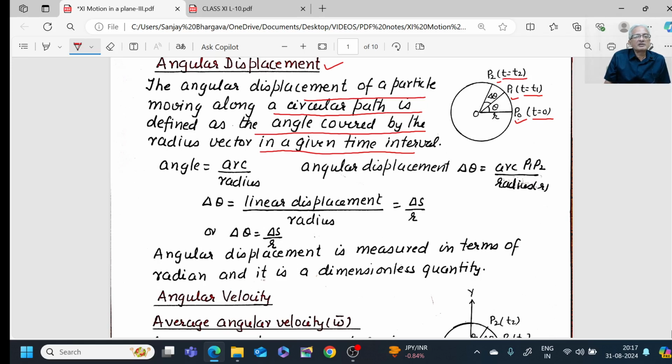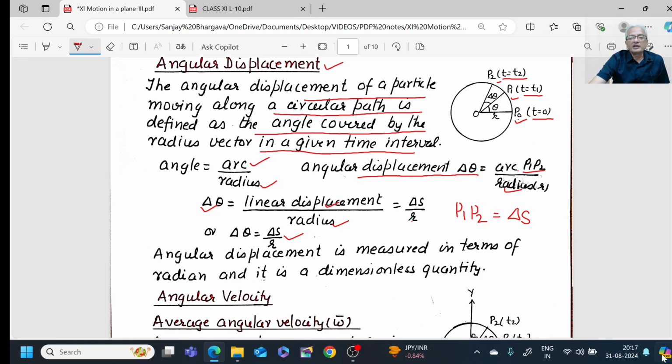Angle, we define it as the ratio of arc upon radius. So angular displacement is delta theta, and we define it by arc p1 p2 upon the radius r. And what is p1 p2? P1 p2 is nothing but the linear displacement represented by delta s. So angle delta theta must be equal to linear displacement upon the radius, delta s upon r. So numerically we write delta theta as delta s upon r.